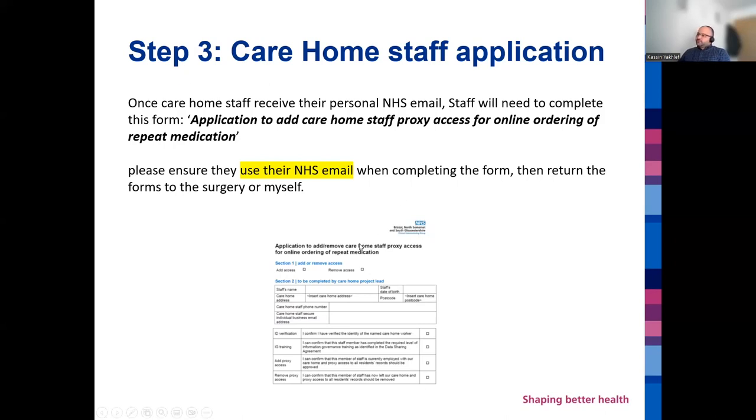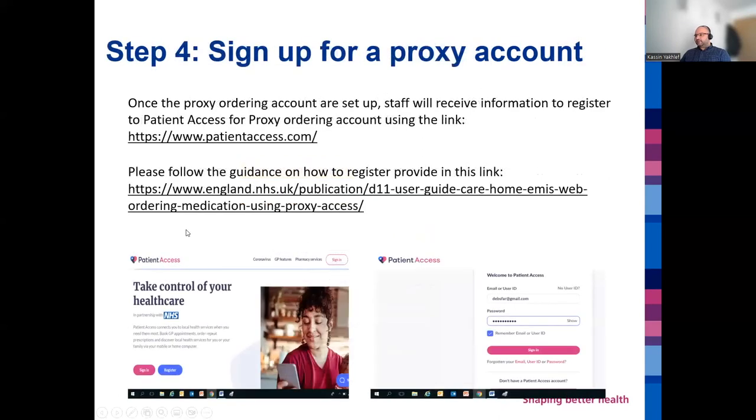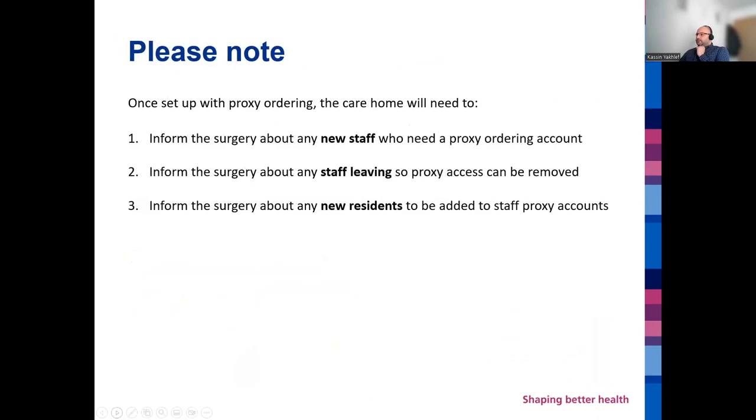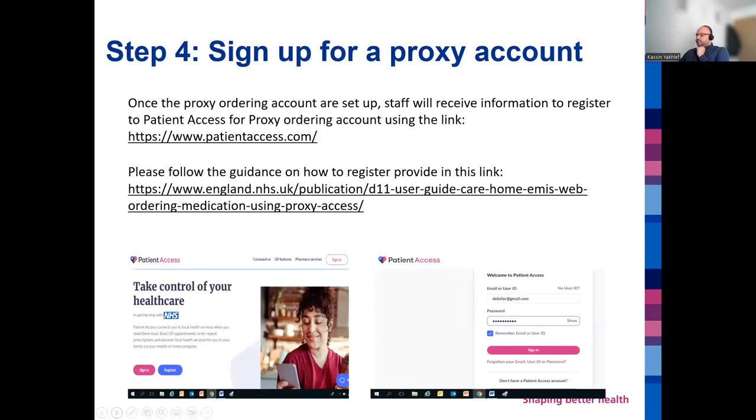So in step three, once you send this to your GP practice, what's going to happen? They're going to set you up with a proxy account and you're going to start receiving emails. This member of staff will start receiving emails with the login information, and they would need to set themselves up on the proxy account here, the patient access account. Really easy step. There's a few steps to it, and everything is explained here again with videos and everything there for you to do. It shouldn't take that long to do it. So that's the four steps for creating proxy.